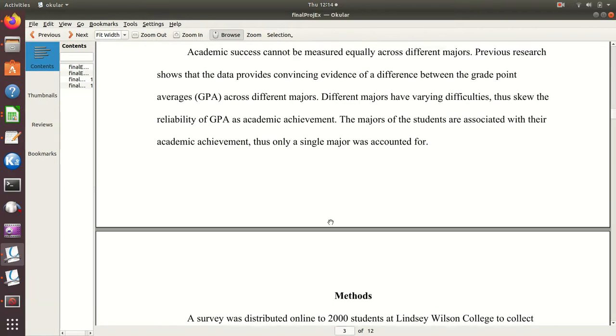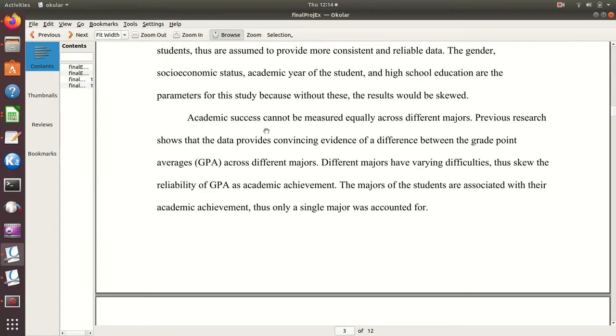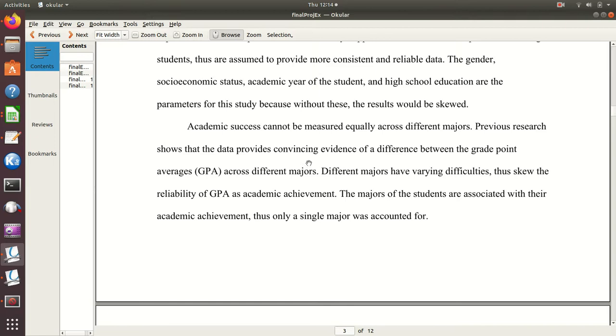And then they mention, across different majors, previous research shows that data provides convincing evidence that grade point differs between majors. Need a reference, right? No reference there. So they're getting hit hard on references as we go through this. But otherwise, they're doing a pretty nice job. They're taking the time to address each of their confounding variables and how they're going to deal with it.